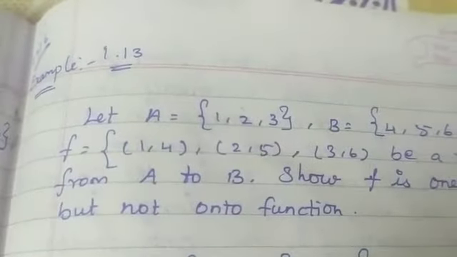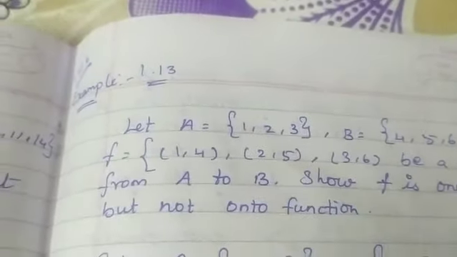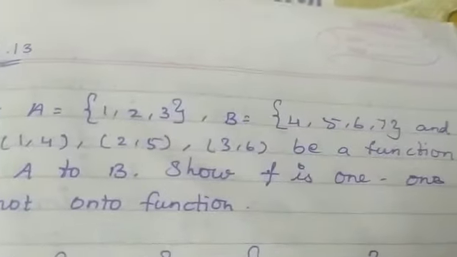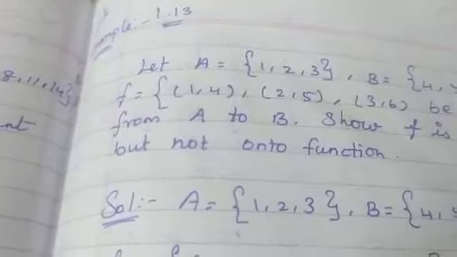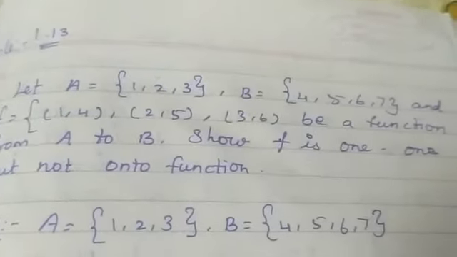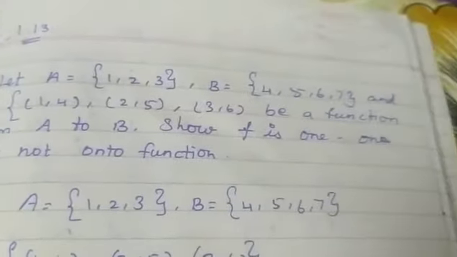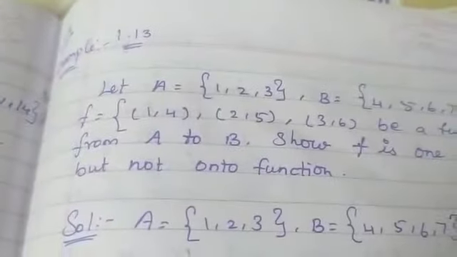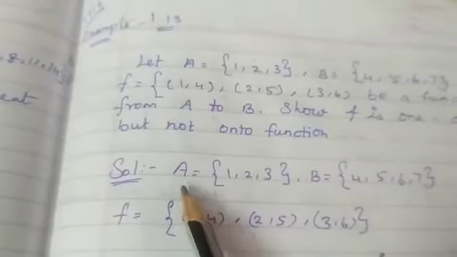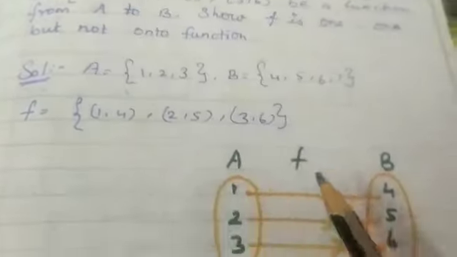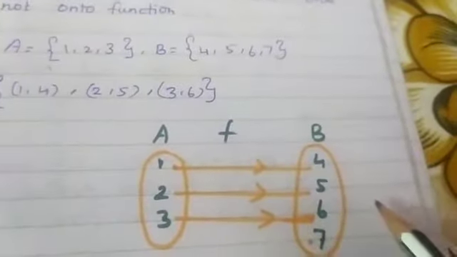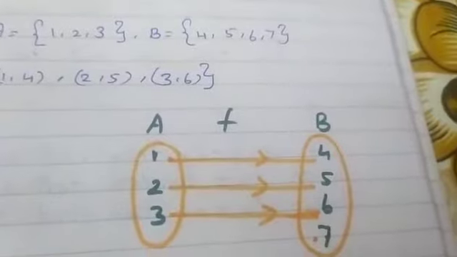So let me go to the 13th example. Let A equal to {1, 2, 3} and B equal to {4, 5, 6, 7} and f equal to {(1, 4), (2, 5), (3, 6)} be a function from A to B. We have to show f is 1 to 1 function but not onto function. So in solution, already we have given A, B and f values. Now we are going to see the arrow diagram for these values.